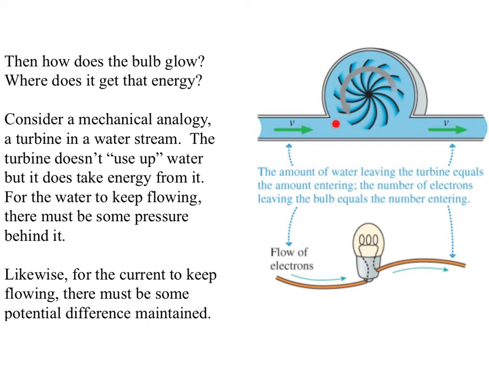It does take energy from the stream. So if the stream is going to keep flowing at some constant rate, there has to be a source up here, some pressure pushing it, and it's whatever is producing that pressure that gives you the constant rate. Likewise, if you want the current to keep flowing, there must be some potential difference that's maintained. This is why if you attach the capacitor to a bulb, the bulb will eventually grow dim and turn off, because the flow of charge will eventually stop once you've equilibrated the 2 plates.